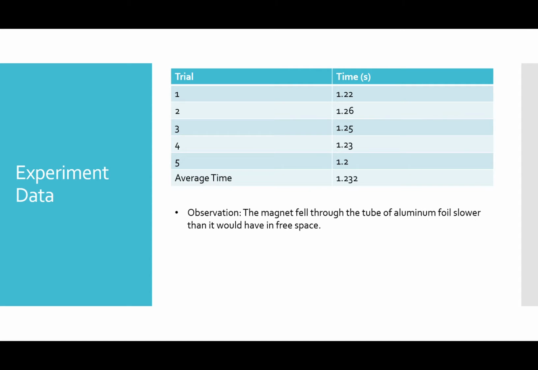Here is our experimental data. We took a tube of aluminum foil and dropped a magnet through it and found the time it took for the magnet to travel through the tube. The average time was 1.232 seconds. We observed that the magnet fell through the tube of aluminum foil slower than it would have in free space.